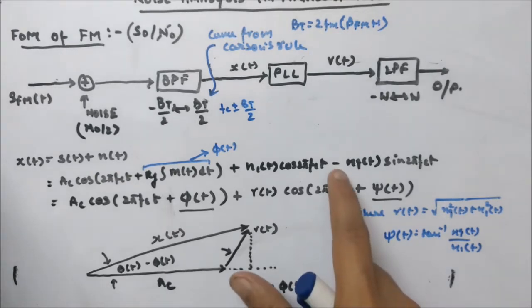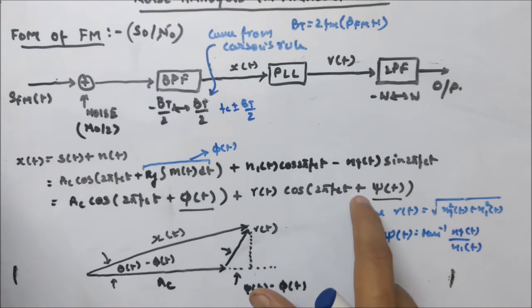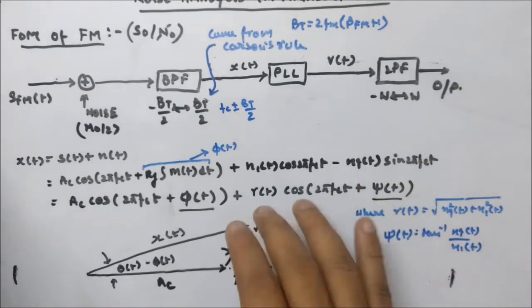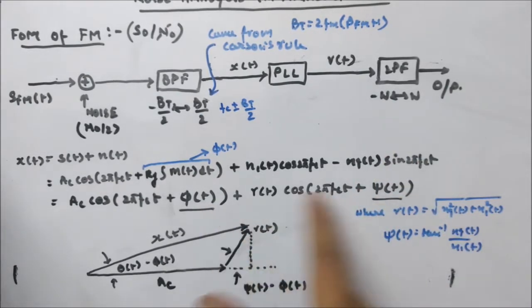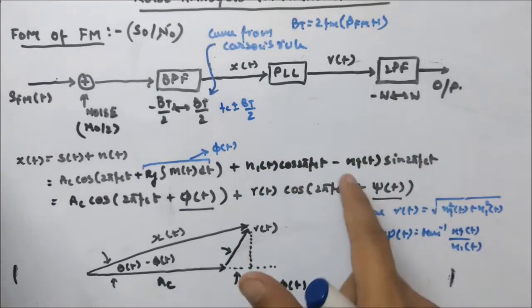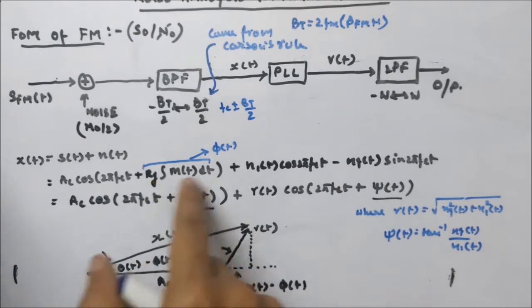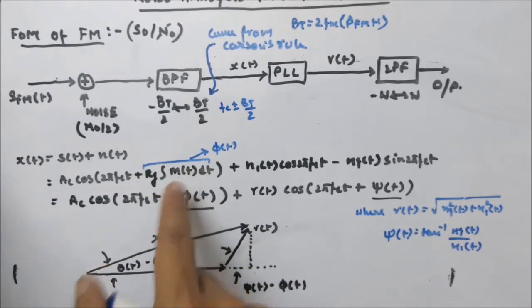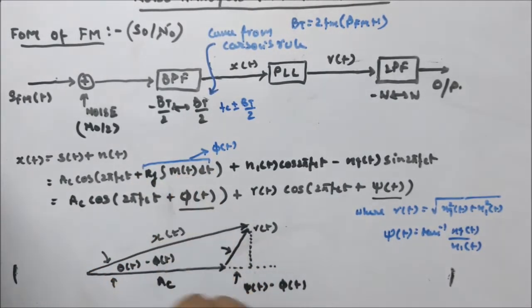Now don't bother about this negative sign. It will bring a positive here and it will be easier to draw in the phasor diagram. That is why I have taken negative. It will not affect anything because it's a noise term. You can take negative. This is our main part where the message is hidden, so we have to extract this.